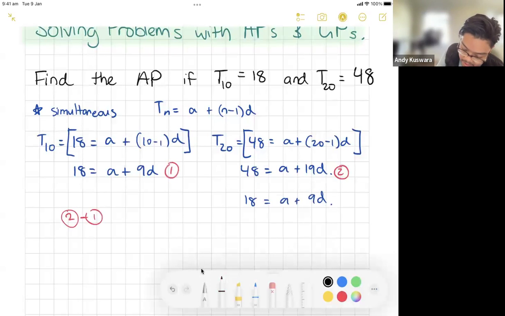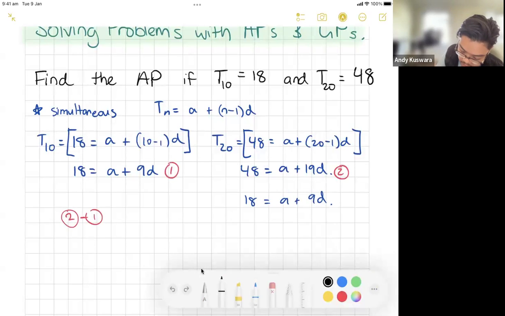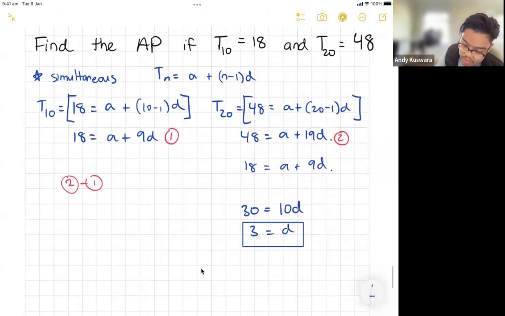48 take away 18 is 30. Sorry, the new color changed. Let's go back to blue. 48 take away 18, I hope, is 30. A take away A is nothing. And then 19d take away 9d is, boom, 10d, which means our common difference is now, boom, 3. Okay, so I've solved for d, and what I'm going to do is sub back into 1.